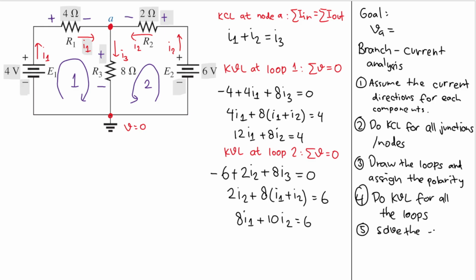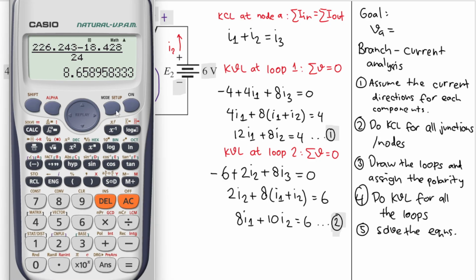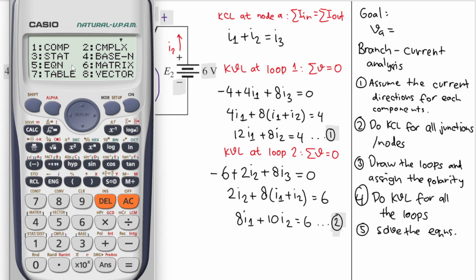Okay, now we have two equations with two variables, right? We have equation number 1 and equation number 2. And I think we can solve these equations faster using a calculator. So we will need to solve 1 and 2. Let's take out our calculator and calculate that. We'll show you how. Let's set this up as equation solver, which is number 5.